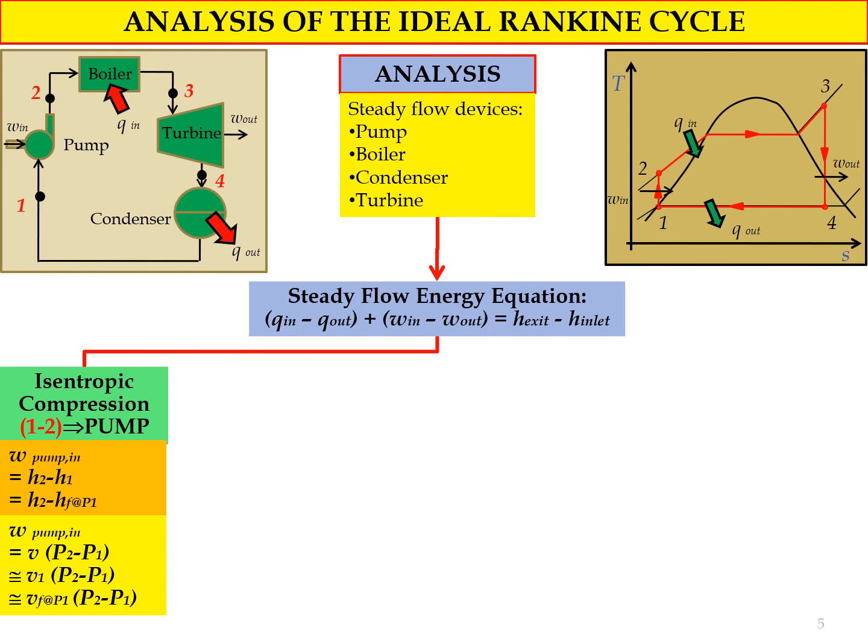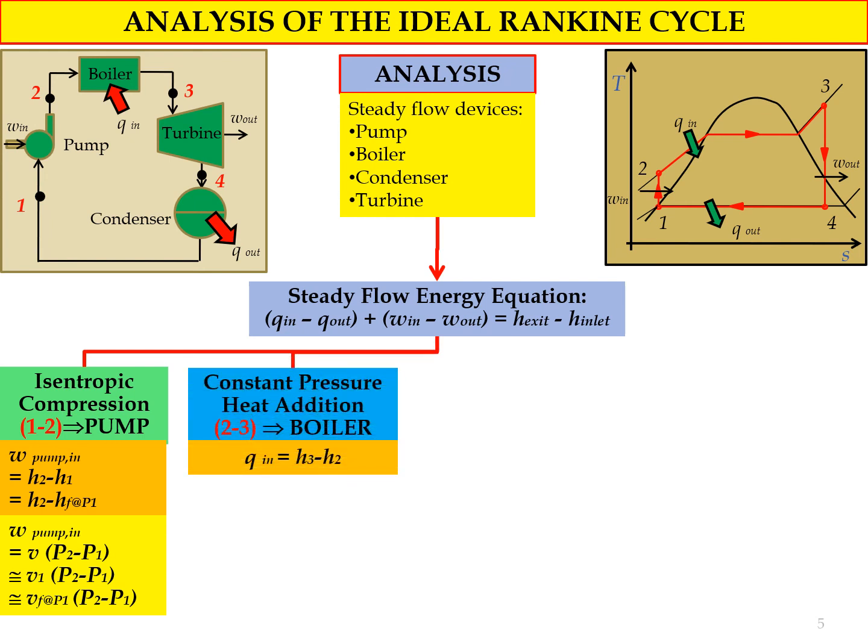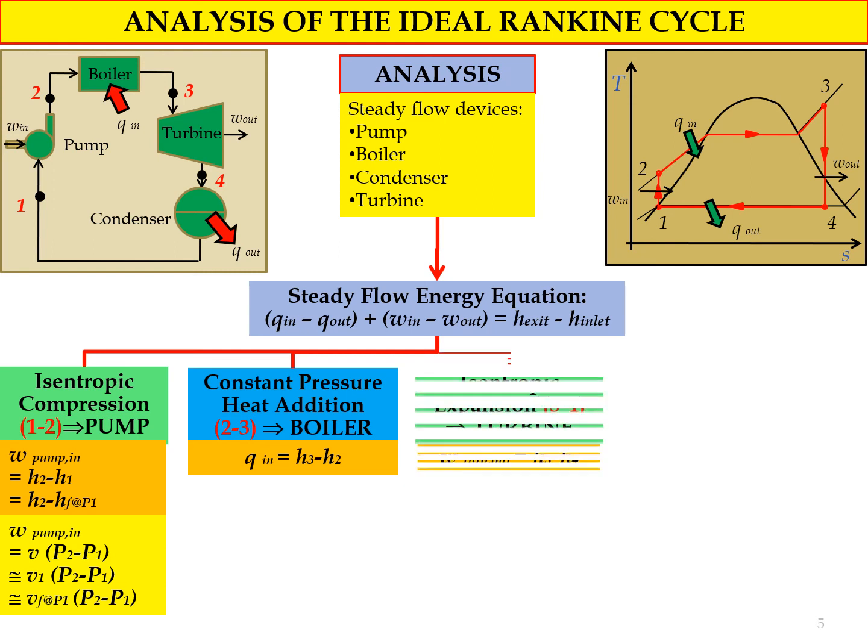The work pump in can also be calculated from the specific volume, which is v times (P2 minus P1), or equal to v1, the specific volume at state 1, times (P2 minus P1), and the specific volume at state 1 is equal to v, the specific volume at the saturated liquid line at pressure P1. Now we look into the second process, which is the constant pressure heat addition process, process 2 to 3. The device is the boiler, and the analysis is Q in is equal to H3 minus H2.